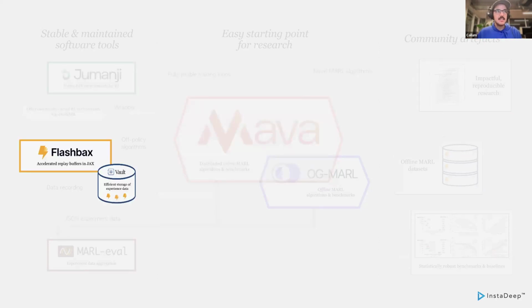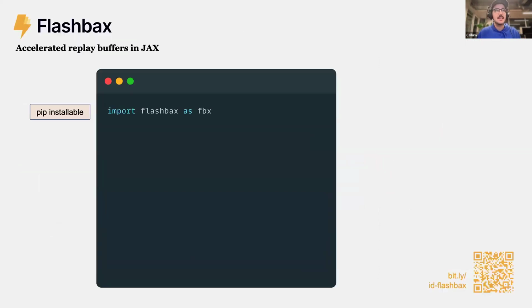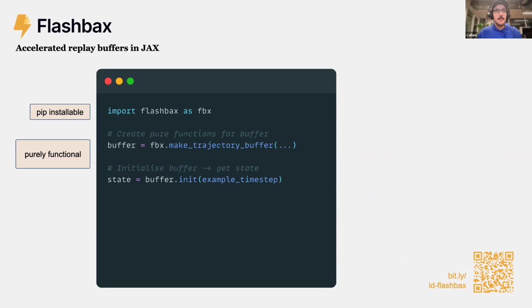Flashbacks is a set of tools and utilities for replay buffers in JAX. And along with that is a utility called Vault, and I'll just discuss them briefly now. This really came out of the need in MARL for off-policy algorithms. So flashbacks is pip installable. It is a very lightweight library. It's meant to be short and to the point, exactly what you need. It's very easy to use: it's pip installable, you import it as normal. And the important thing is that it's purely functional.